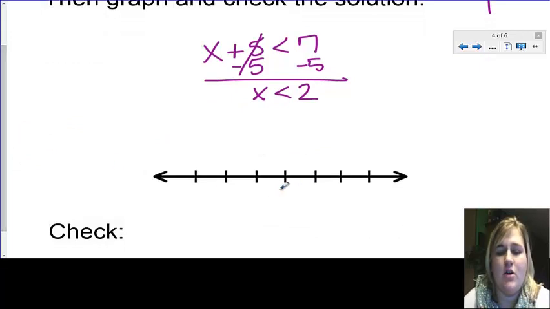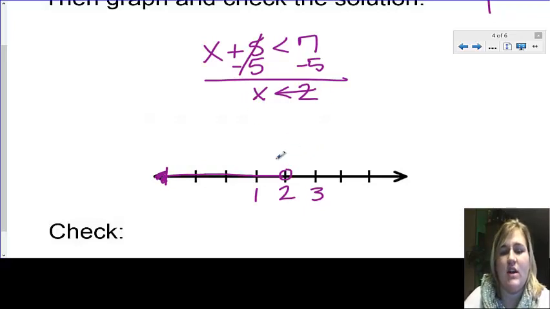So the point that I'm going to show is 2. And I'm going to say 3's over here, 1's over here. My point is at 2, so I'm going to draw my circle there. It doesn't have the equal to, so I'm going to leave it open. If I make my sign into an arrow, it's pointing to the left. So I would shade this way.